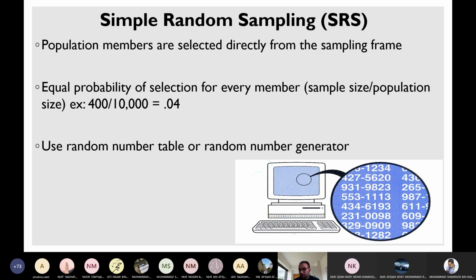So how to choose this 400? By random, sometimes with a random number table, sometimes with a random number generator on the computer, and this is the most common one. By this random selection, in the beginning, each and every unit will have the same probability to be included.